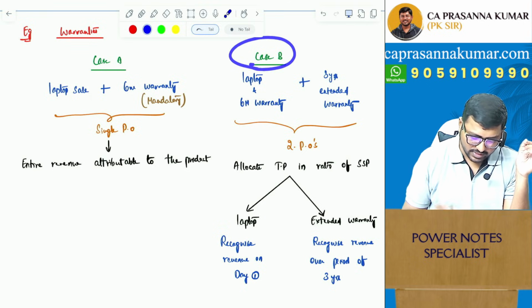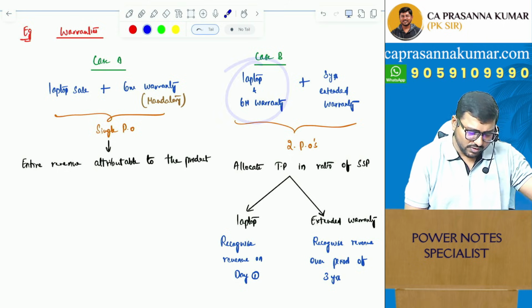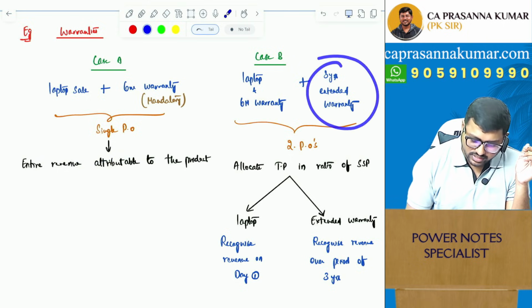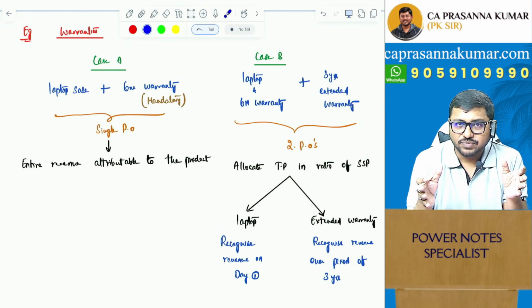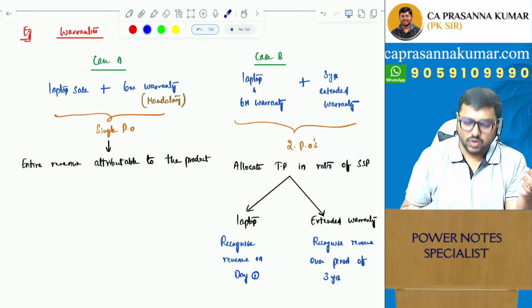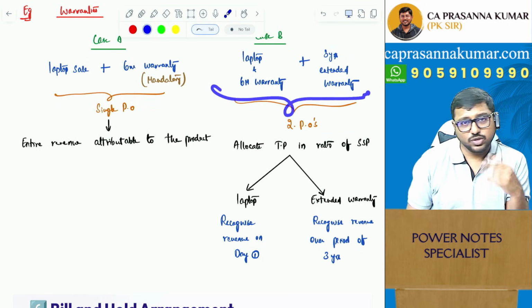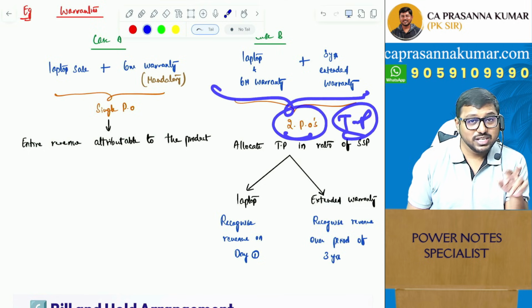Whereas, look at case B. Laptop and 6 months warranty, that is assurance type warranty. This is a single PO that we have already discussed. So there is no denying the fact. But when it comes to 3 years extended warranty, if you are purchasing it specifically, because everybody won't do that, this should be considered as a separate PO, which we call service type warranty. So then for both these things put together, you have made the transaction price. Therefore, the transaction price should be allocated to these two POs.